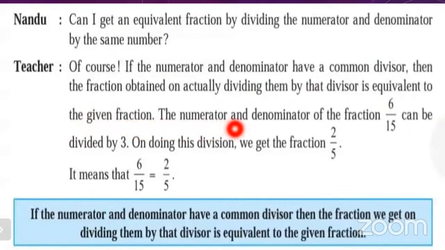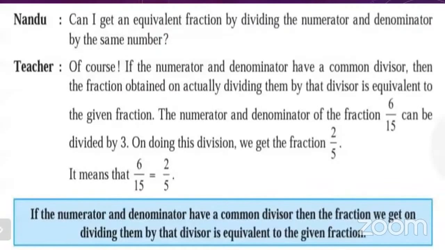Okay. The numerator and denominator of the fraction 6 upon 15 can be divided by 3. On doing this division, we get the fraction 2 upon 5. It means that 6 upon 15 is equal to 2 upon 5. Okay, so this is the explanation of what we learned in the rectangle example there. So 6 upon 15 is equal to 2 upon 5. If the numerator and denominator have a common divisor, then the fraction we get on dividing them by that divisor is equivalent to the given fraction.